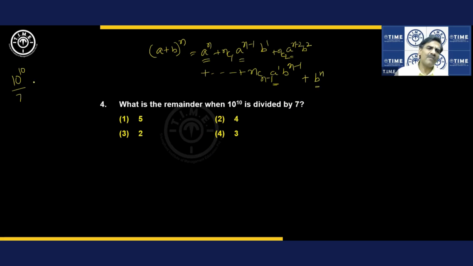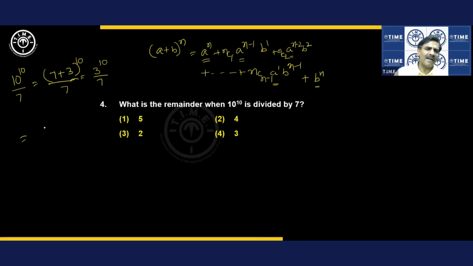So in the same way, writing this as (7 plus 3) whole power 10, what we understand here is all terms will have 7 except the last term. So except the last term, as all other terms have 7, they all become divisible by 7. So the only term that is not divisible by 7 will be what? The last term, 3 power 10 divided by 7.